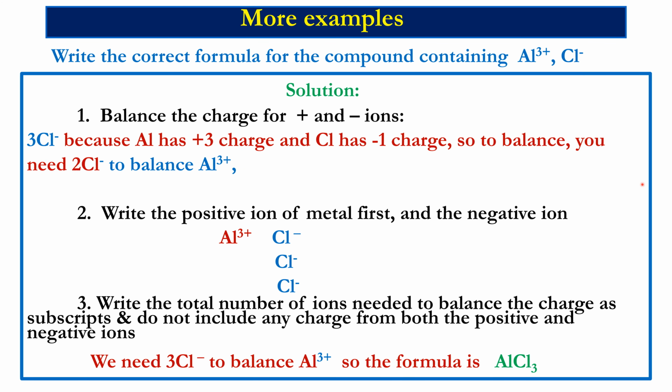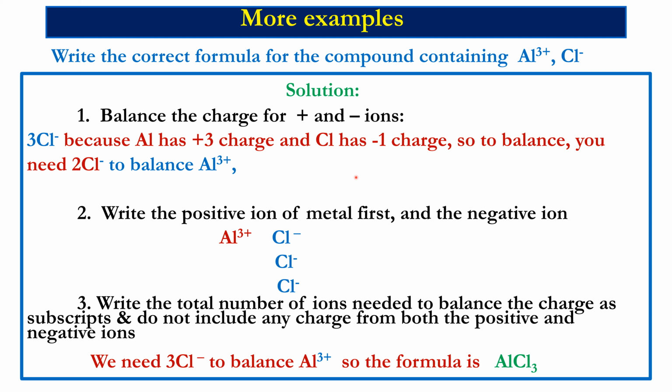Let's look at another example. If you're asked to write the correct formula for the compound that contains Al3 plus and Cl minus, first, you balance the charge for positive and negative ions. So we need 3 Cl because aluminium has +3 charge and chlorine has -1 charge. So to balance, you need 3 Cl minus to balance aluminium 3 plus.